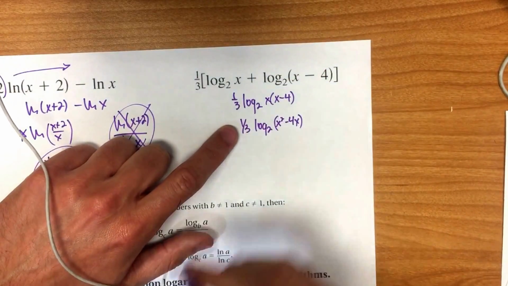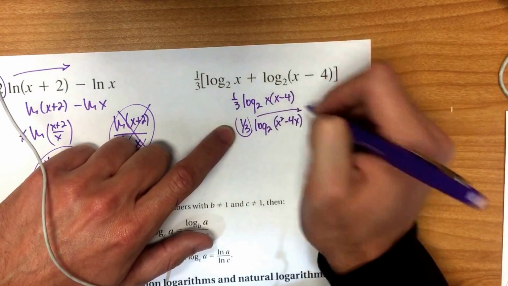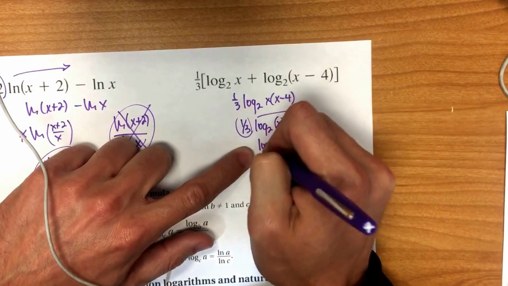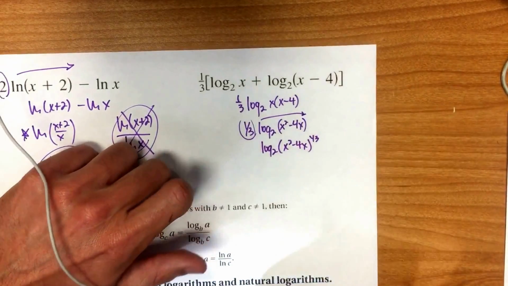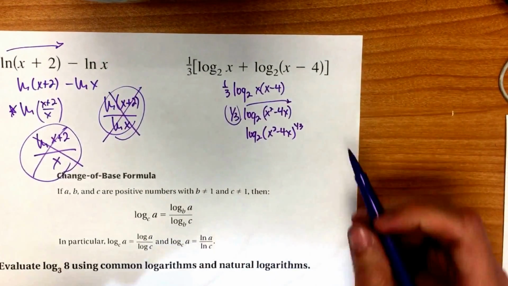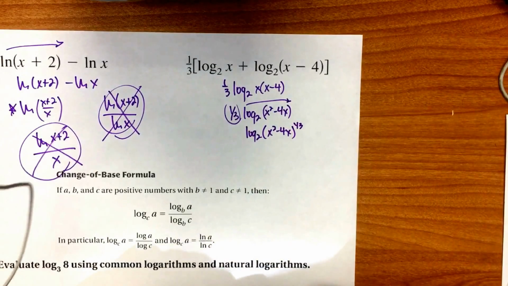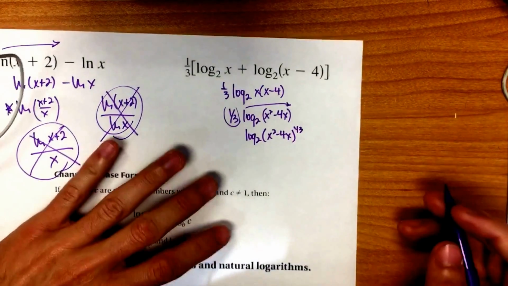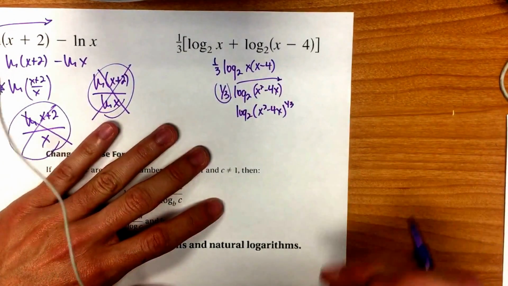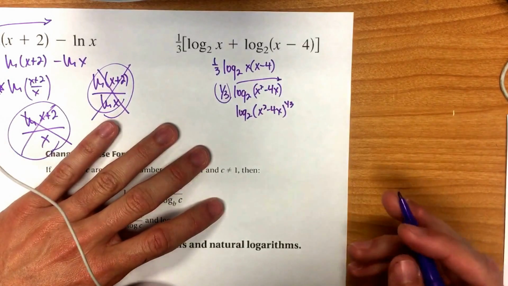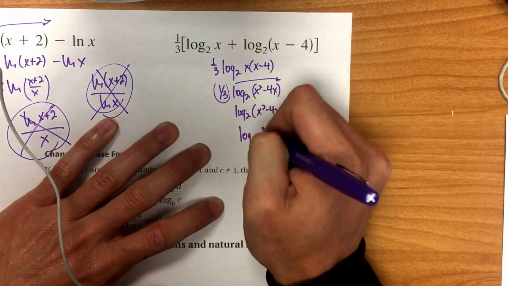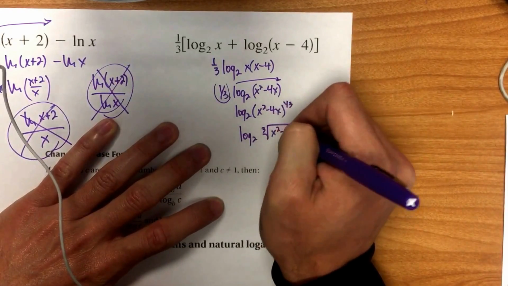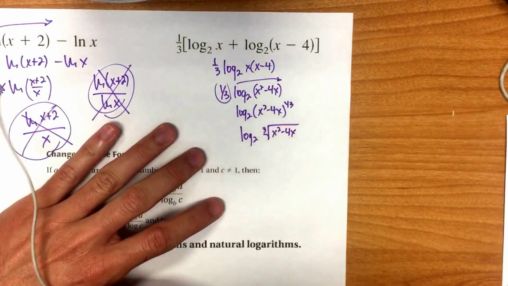So the last thing I would do is take that power, and it's going to go back up top. So log base 2 of x squared minus 4x to the 1/3 power. Again, keeping in mind, if you want to leave it with the fraction exponent, you're more than welcome to. I'm actually going to change it into a root because more times than not, that's the way you'll see it written. So I'm going to go log base 2 of the cube root x squared minus 4x. And there would be your final answer.